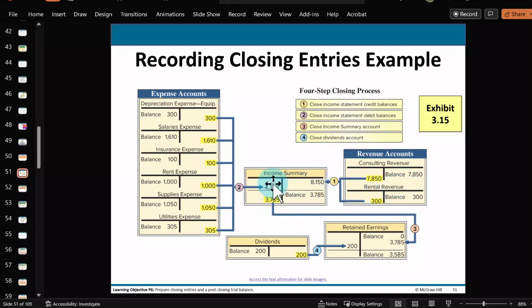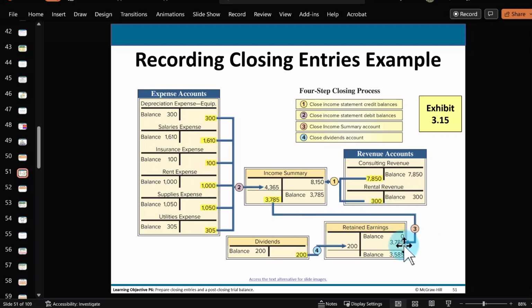Revenue and expenses. Okay, so that was closing entry number two, closing out expenses into the income summary. Now, closing entry number three is to close out this income summary account itself. Right now, we have a balance of 3785. So we're going to debit that account for the same amount. So when we debit this income summary, another account has to be credited.